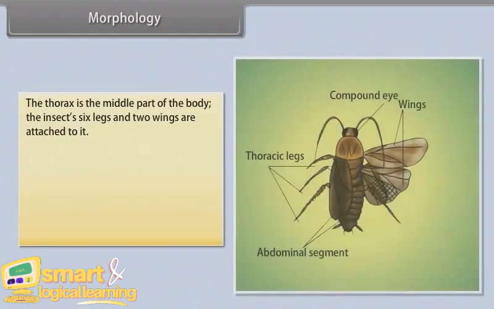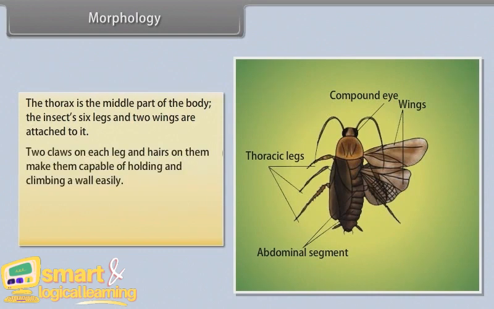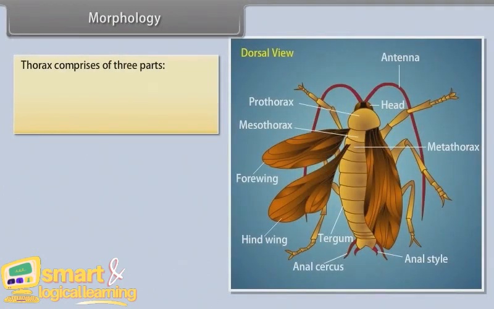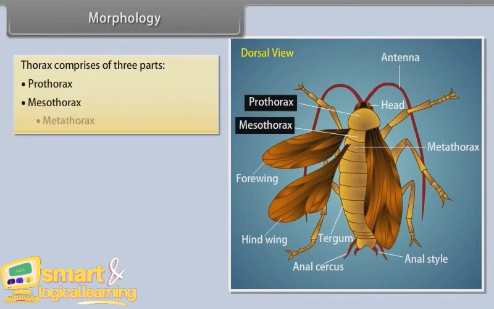Morphology. The thorax is the middle part of the body. The insect's 6 legs and 2 wings are attached to it. 2 claws on each leg and hairs on them make them capable of holding and climbing a wall easily. The legs of the cockroach are very strong and they can propel up to 4.8 kilometers per hour. The thorax comprises 3 parts: prothorax, mesothorax, and metathorax.